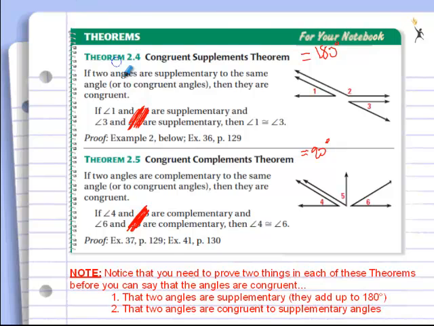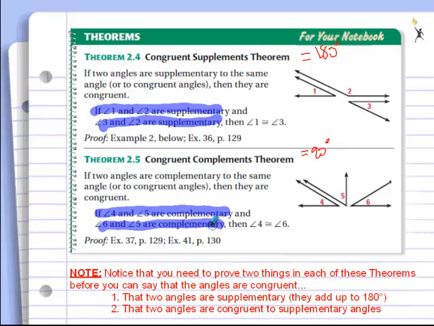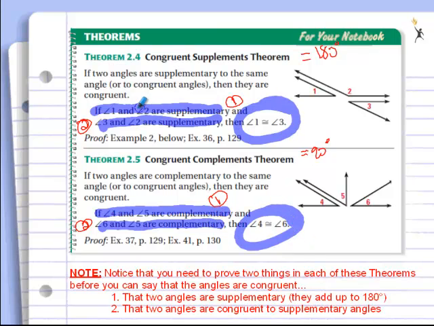In both of these theorems, we're given two statements. We're told that angle 1 and angle 2 are supplementary. That's 1. Angle 3 and angle 2 are supplementary. That's 2. We're told angle 4 and angle 5 are complementary. That's 1. Angle 6 and angle 5 are complementary. That's 2. Before you can use this statement and say that they're congruent, you have to prove that both pairs are supplementary. I wrote a little note down here. Notice that you need to prove two things in each of these theorems before you can say the angles are congruent. You need to prove that they're supplementary, and you need to prove that they're congruent to supplementary angles.